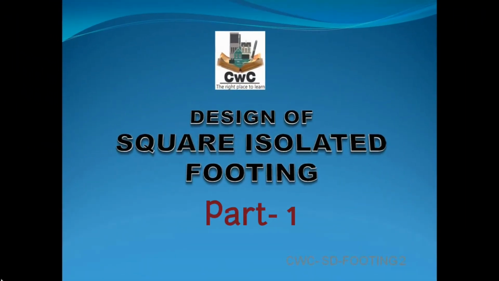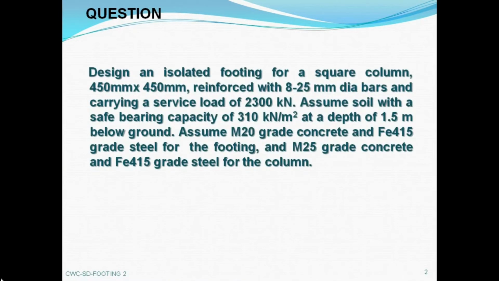Design of square isolated footing. Here is a question. Design an isolated footing for a square column 450 mm by 450 mm reinforced with 8 25 mm dia bars and carrying a service load of 2300 kN. Assume soil with a safe bearing capacity of 310 kN per meter square at a depth of 1.5 meter below ground. Assume M20 concrete and Fe415 grade steel for footing and M25 grade concrete and Fe415 grade steel for the column.